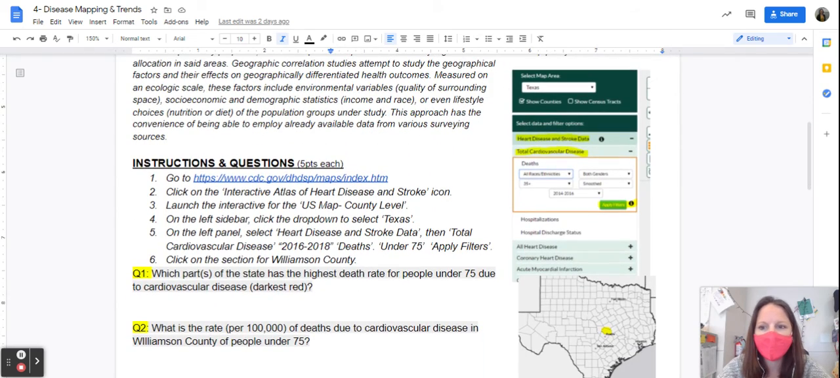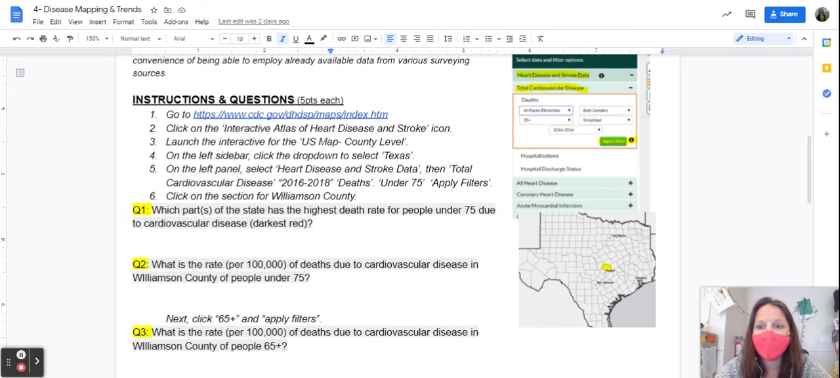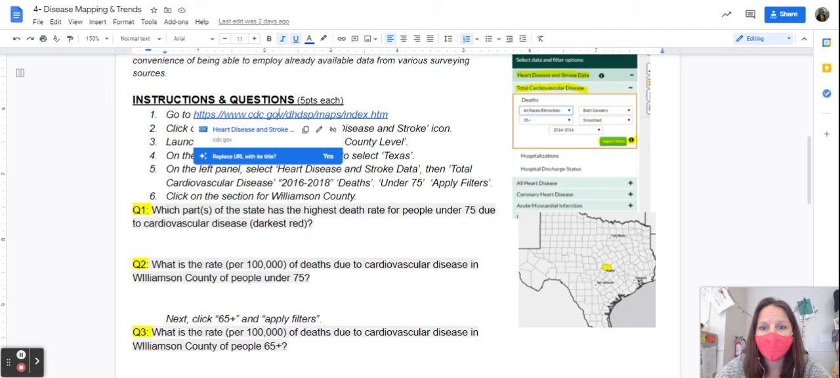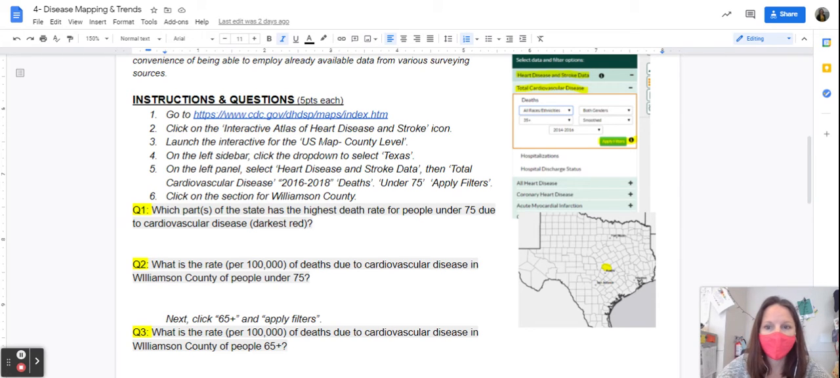Then what you're actually going to be doing is looking at some maps of disease trends and disease factors and seeing how they correlate. So if you click on the first link, and I'll show you this, you're actually going to be clicking on the link. Then you're going to click on Interactive Atlas of Heart Disease and Stroke, that icon. Then you're going to launch the US map, the county level. You're going to select Texas, heart disease and stroke data, then total cardiovascular disease, 2016-2018 deaths. And I'll show you how to do that in just a second.